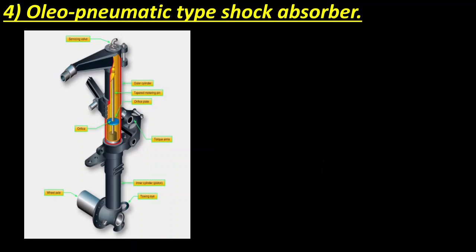The lower chamber is always filled with hydraulic fluid and the upper chamber is filled with compressed air or nitrogen. You can see here an orifice which is located between the two cylinders. It provides a passage for the fluid from the bottom cylinder to enter the top cylinder chamber when the strut is compressed. You can see here a tapered metering pin.